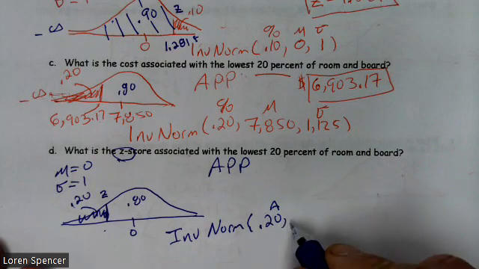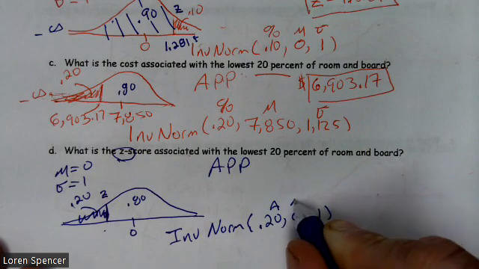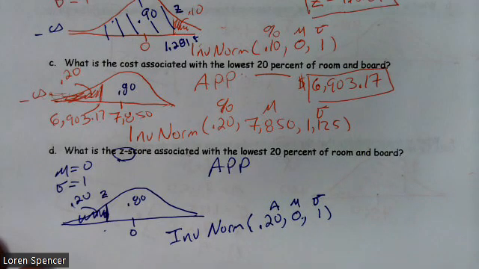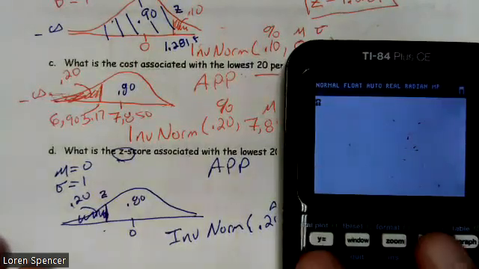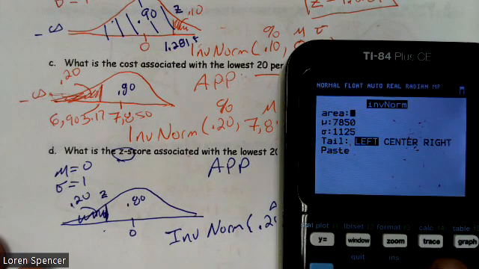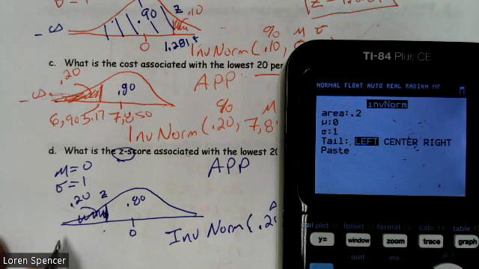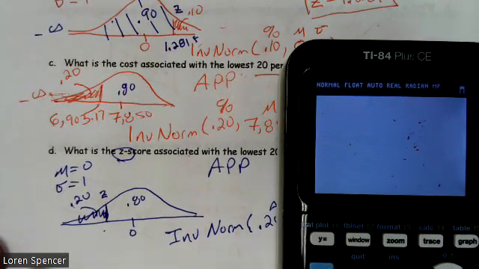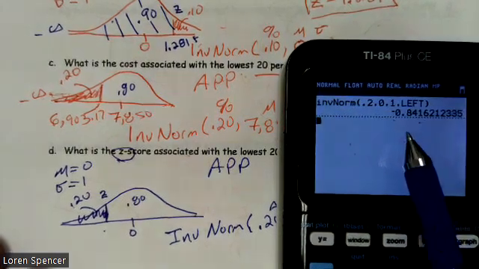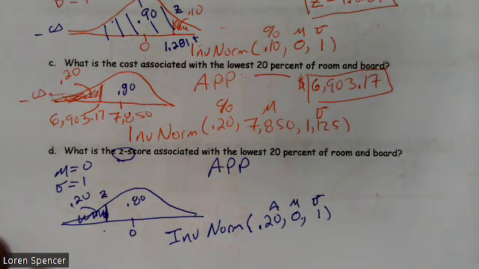The next thing they'll ask for is my mean. All z-scores have a mean of 0, and then they have a standard deviation of 1. Second vars, inverse norm, area 0.2, mean is 0, standard deviation of 1. And we're starting at the left, so we're shading from the left, so we need to press enter a couple times. And we end up getting a negative z-score. And that makes sense. We're below 0, so we have a negative 0.8416. So that's my answer.